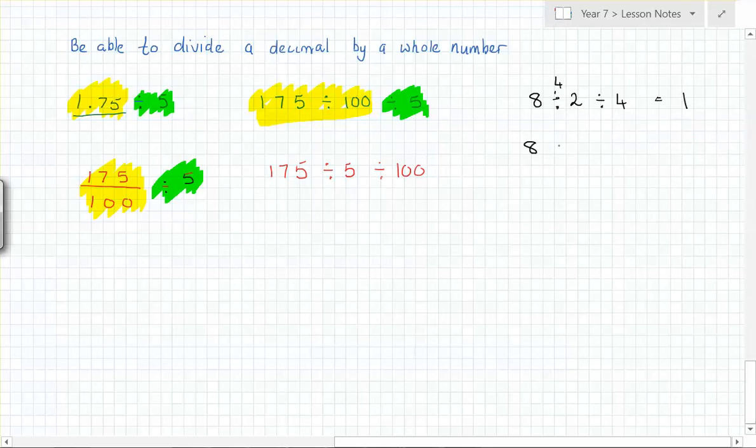What about 8 divided by 4 divided by 2? That's 2 and then 2 divided by 2 is 1. It's the same thing. What about 24 divided by 6 divided by 2? So 24 divided by 6 is 4. How many 2s are in 4? 4 divided by 2 is 2. That's what I said.